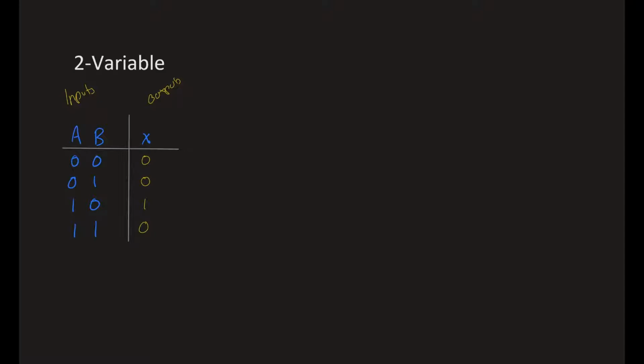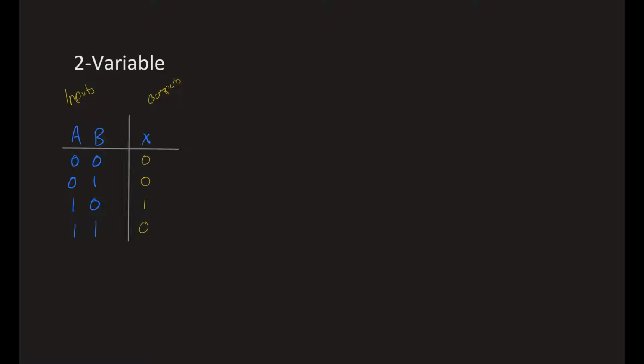What a truth table tells us is no matter what the 2 input values are, it gives us what the output should be. So as an example, if A is 0 and B is 0, the output X should be 0. Down here, if it's 0, 1, it should be 0. If it's 1, 0, it should be 1. And if it's 1, 1, it should be 0. So, let's see how we turn this into a K-map.